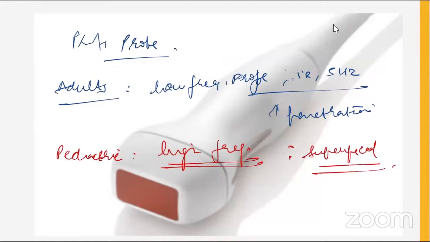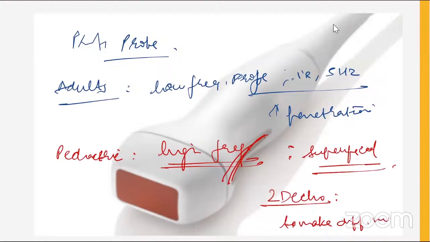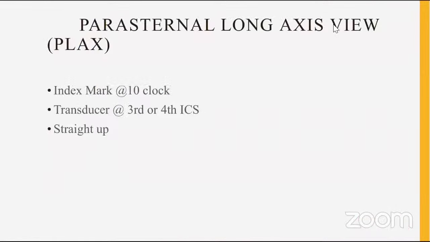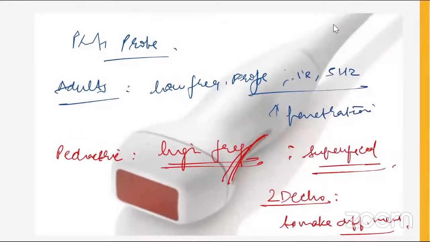Okay. Now the important thing about this USG probe is that we have this index mark here. We use this index mark in 2D echo to make different views. So the position of this index mark while making any view is quite important. Then the first view that we make is the parasternal long axis view. In this, we'll put the index mark at 10 o'clock position. So we are seeing here that this is the index mark.